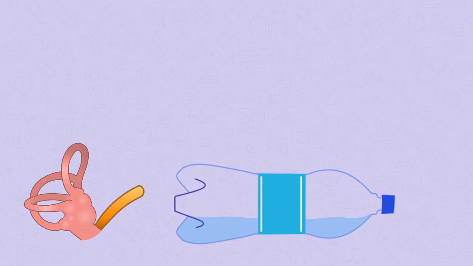If you spin around and around, you will slosh the fluid about. This makes you feel dizzy because the signals being sent to your brain are confused. You have to wait until the fluid settles before you stop feeling dizzy.